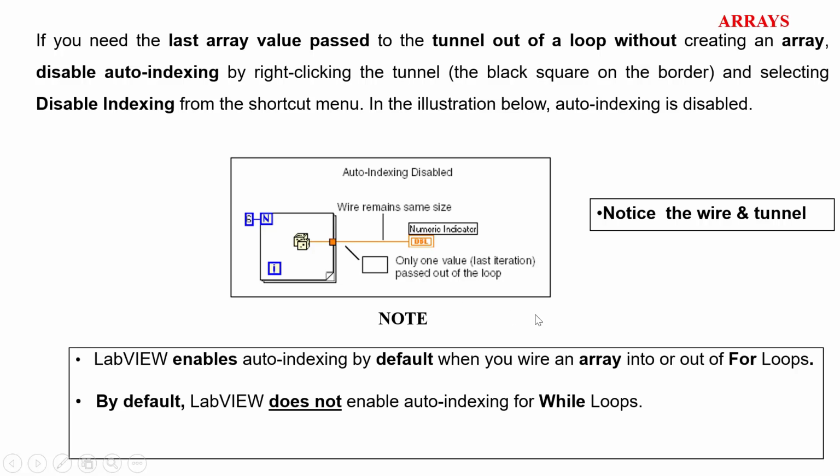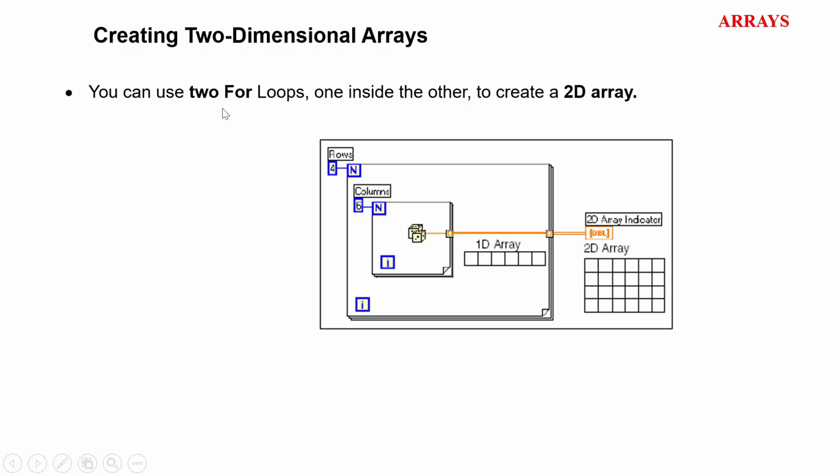LabVIEW enables auto-indexing by default when you wire an array into or out of a For Loop. But by default, LabVIEW does not enable auto-indexing for While Loops. Creating two-dimensional arrays: you can use two For Loops, one inside the other, to create a 2D array. Here, we have 6 iterations for the inner loop and 4 iterations for the outer loop. The inner loop will give you the columns while the outer loop will give you the rows.